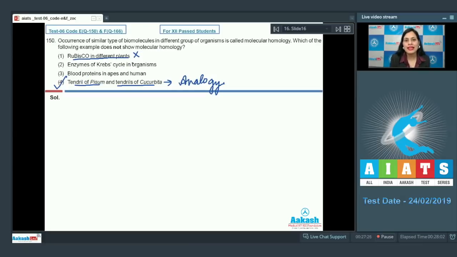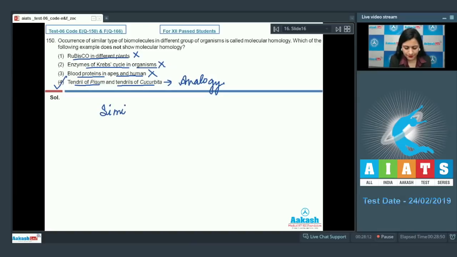Rubisco is an universal enzyme in plants. The next option is enzymes of Krebs cycle in organisms, and this is an incorrect option because Krebs cycle is found in all eukaryotes having same enzymes. And the next option is blood proteins in apes and human, and this is an incorrect option because blood proteins in apes and humans are similar and represents homology.